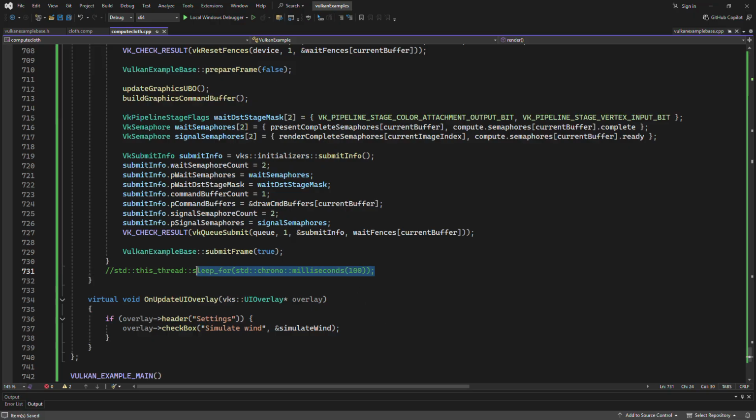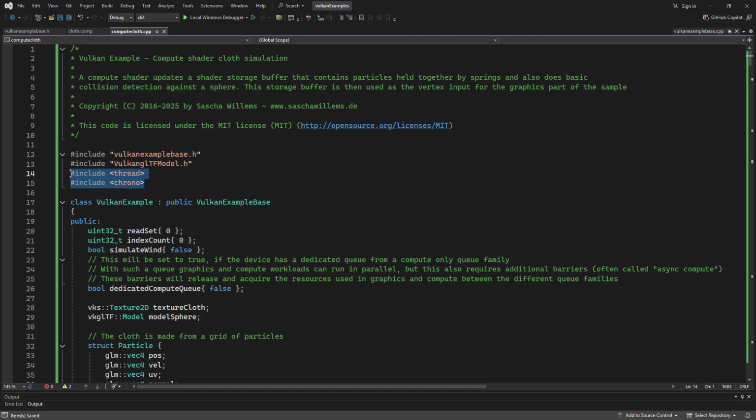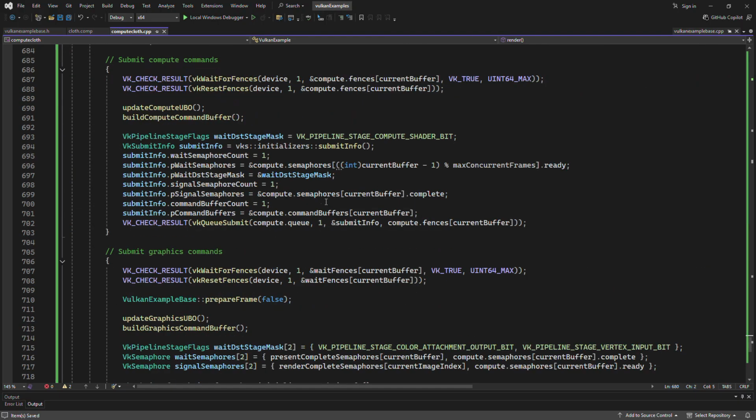Again, if you want to add this into the example, you need to put this string in here, and then at the top you need to put in these 2 includes, okay? And then you will get to what we need to do.